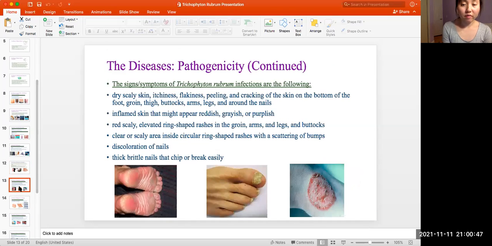The signs and symptoms of Trichophyton rubrum infections are the following: dry skin, itchiness, flakiness, peeling and cracking of the skin on the bottom of the foot, the groin, the thigh, the buttocks, arms, legs, and around the nails. Inflamed skin that might appear reddish, grayish, or purplish. Red, scaly, elevated ring-shaped rashes on the arms, legs, and buttocks. A clear, scaly area inside circular ring-shaped rashes with a scattering of bumps. Nail coloration ranging from yellow, green, and black, and thick brown nails that chip or break easily.